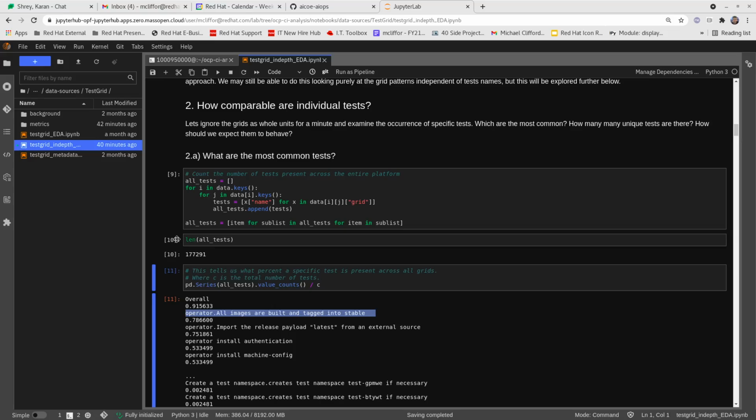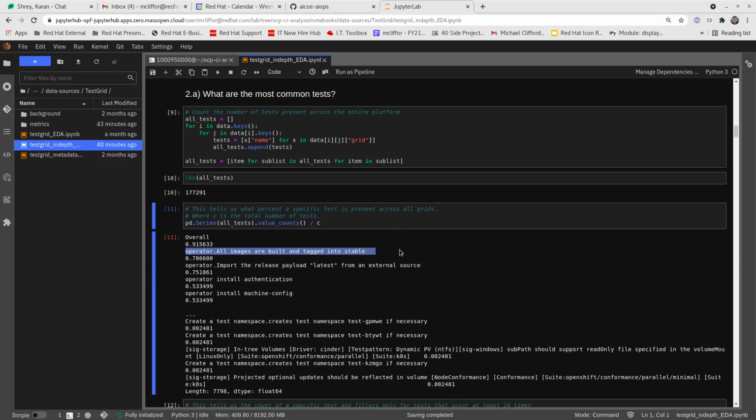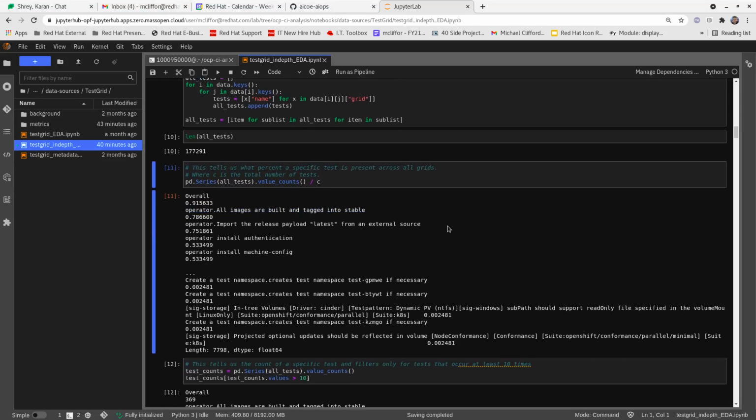So if the grids as a whole unit are not directly comparable to each other, what about the components that they're made up of? So we can talk about the actual individual tests. If we start to look at the tests, we can see how common they are and see if we can compare them directly with each other.